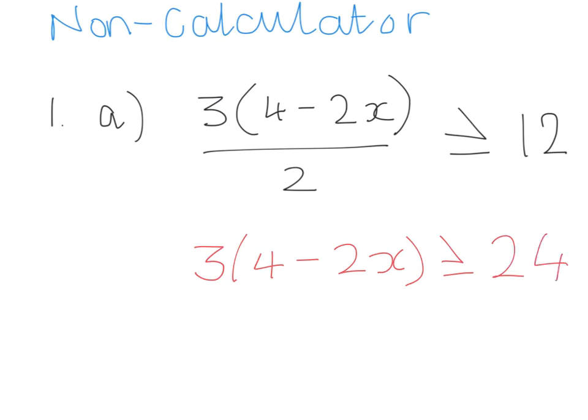Your next step is multiply out the brackets and then get your x on one side, your numbers on the other, and balance the equation until you have a value for x. Part B is done very similarly, the only difference is we have an equal sign.